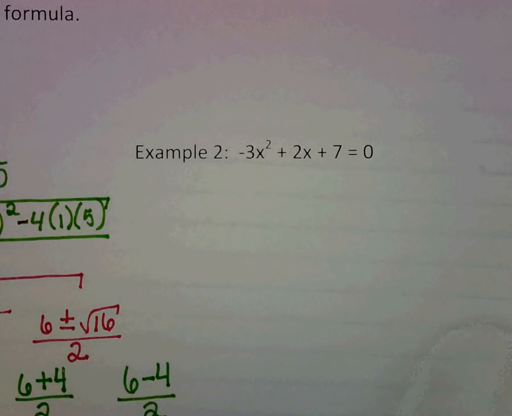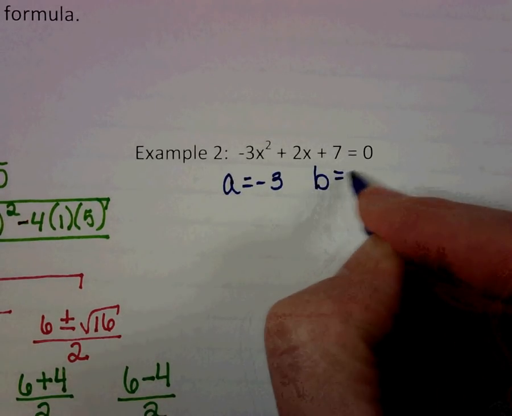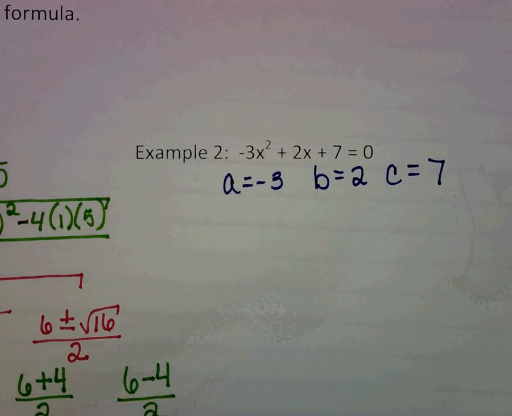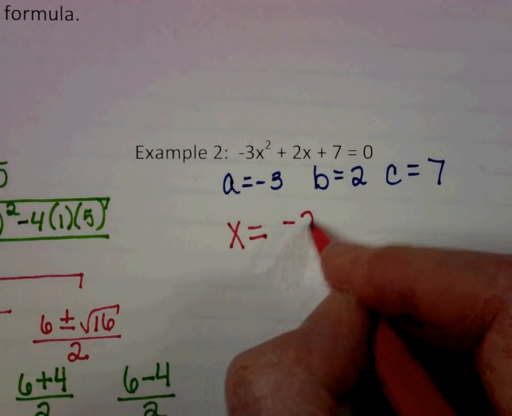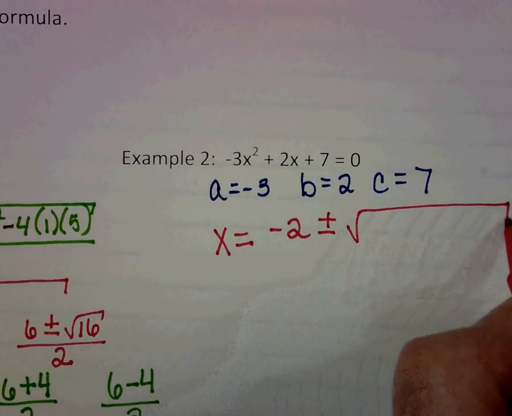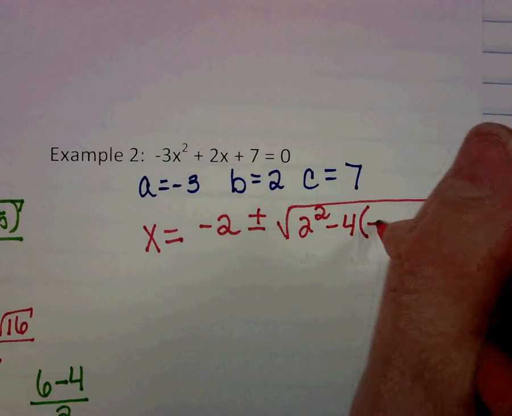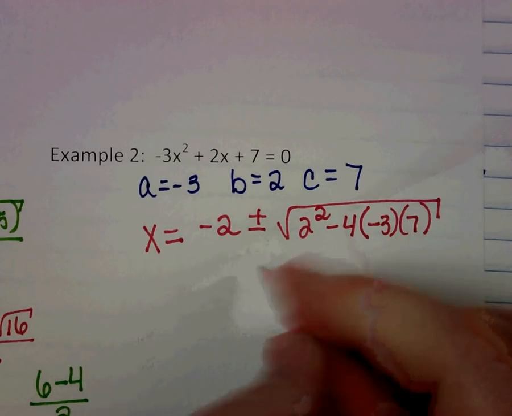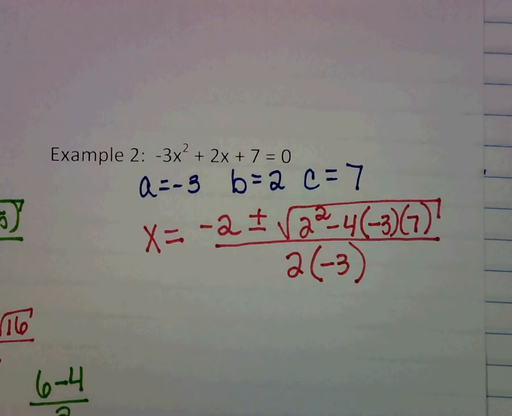Okay, let's look at example number 2. My A value is -3. My B value is 2. My C value is 7. It is in standard form. It is equal to 0. So I'm going to say x equals -b, -2, plus or minus the square root of 2 squared minus 4 times -3 times 7 all over 2 times -3. All I did was fill it in. I didn't do anything else at that point.